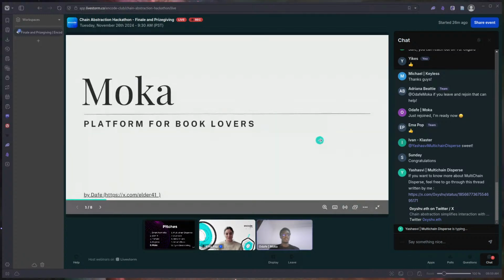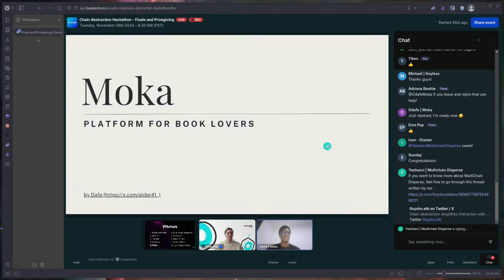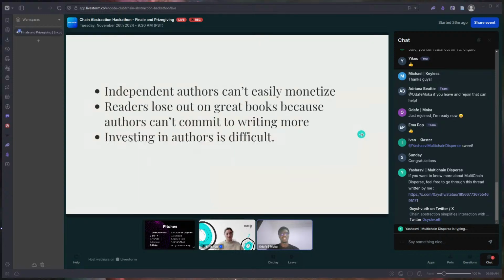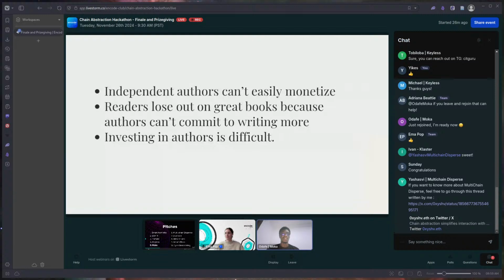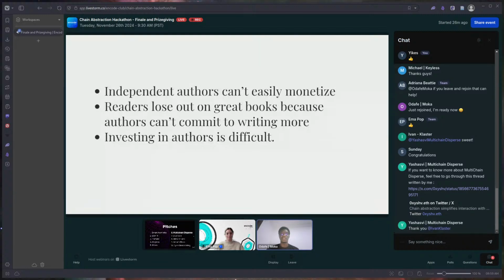Okay, so my name is Odafe, and I'm building MOOCA, which is a platform for book lovers. The problem I set out to solve was to help independent authors monetize their creation and to help investors that want to capture upside in authors' creation make it very easy to do that with a token.